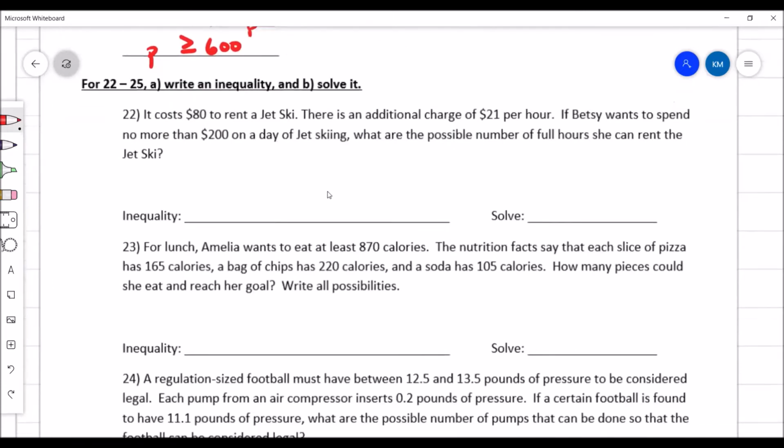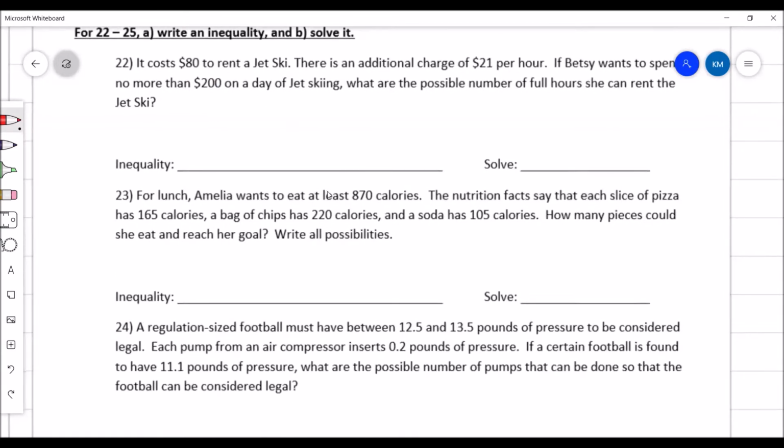All right, 22 through 25, looking at some inequalities here. Writing the inequality and solving it. It says it costs $80 to rent a jet ski. There's an additional $21 charge per hour. If Betsy wants to spend no more than $200 on a day of jet skiing, what are the possible numbers of full hours she can rent the jet ski? So here we go, full hours. Again, remember, you're not going to be able to pay for half an hour or 15 minutes. That typically is charged as the next full hour.